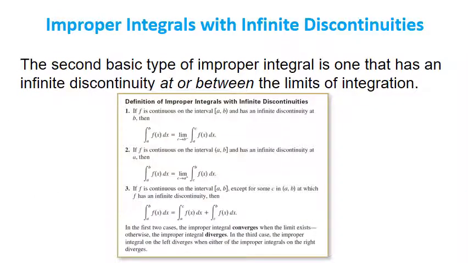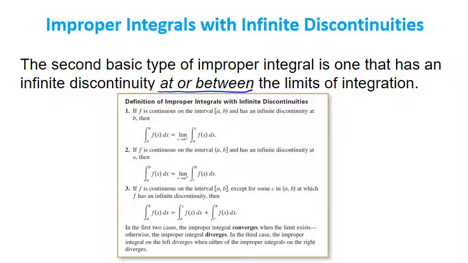So that wraps up examples involving improper integrals with infinite limits of integration. So now let's talk about the other type of improper integral, and those are the ones that involve infinite discontinuities. These are the examples where there's some sort of discontinuity at or between the limits of integration.